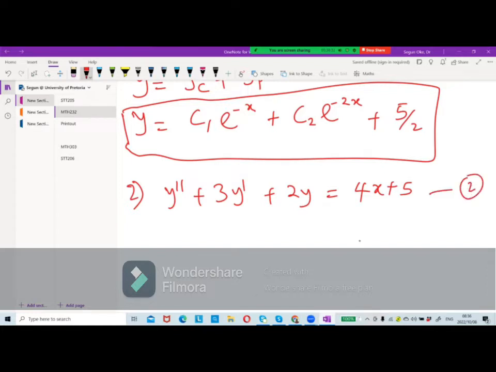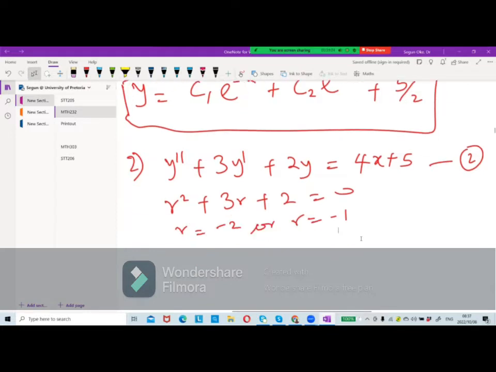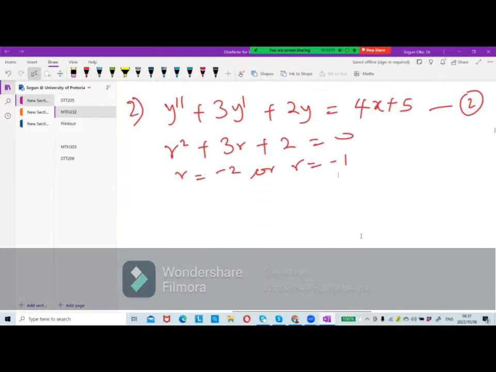Now we have it as a linear polynomial, but you agree with me that I can say that r squared plus 3r plus 2 equals 0, where r is minus 2 or r is equal to minus 1. Do you agree? Are we trying to refer to the first equation? The same, yes, you are trying to find the y complementary now.